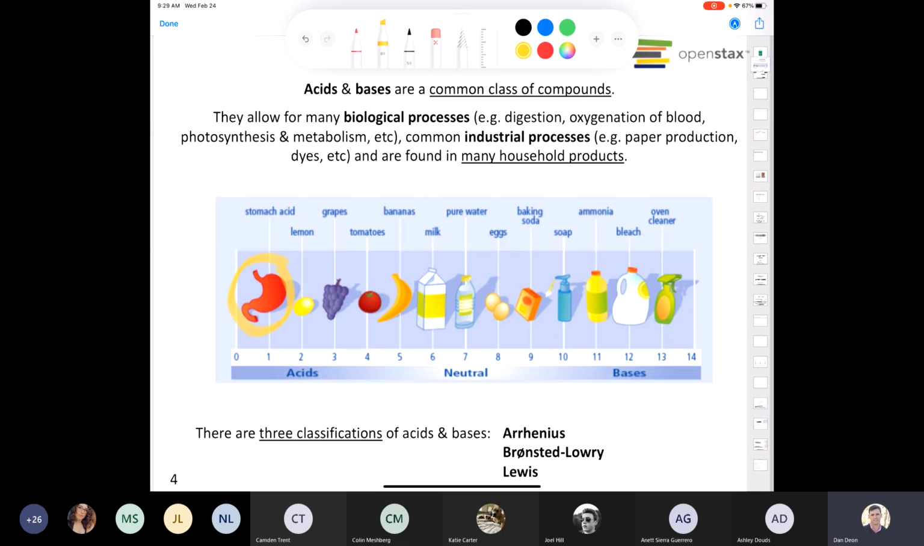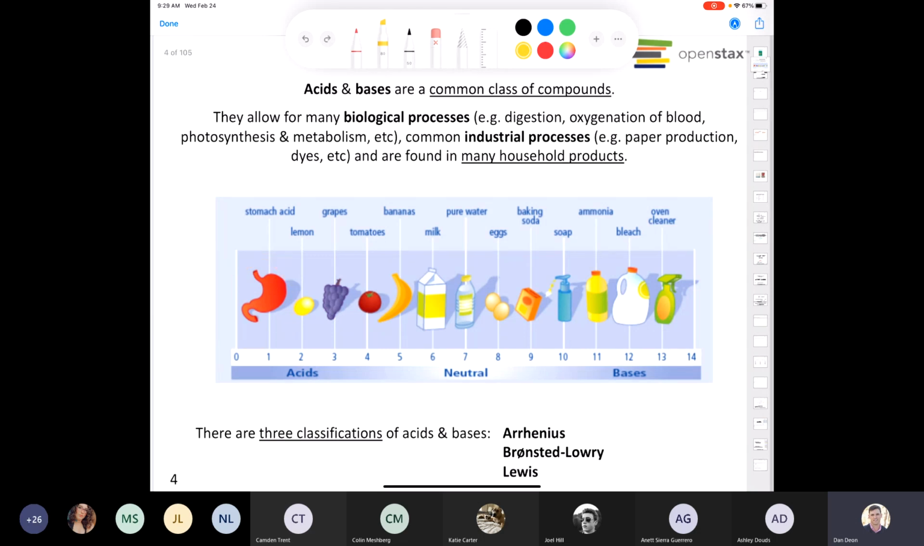So if you see here, we have acids on the far left. Stomach acid is very acidic, okay? And so the way that you neutralize an acid, and you would have learned this in general chemistry, is by adding a base. So an acid plus a base gives you a salt plus water. So when you take something like Alka-Seltzer or Maalox or Tums, all you're doing is ingesting a base which will neutralize an acid.